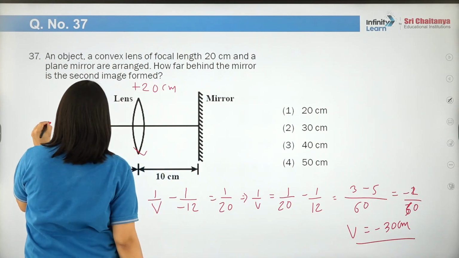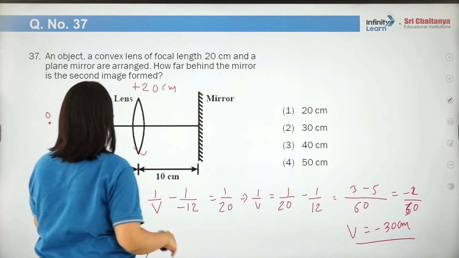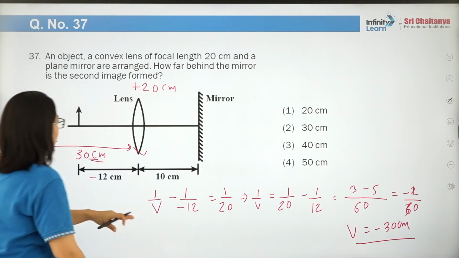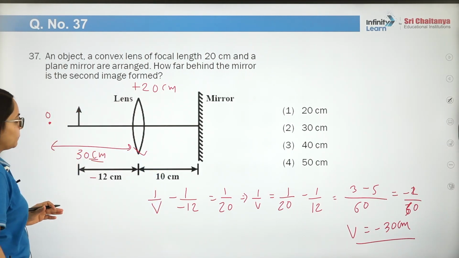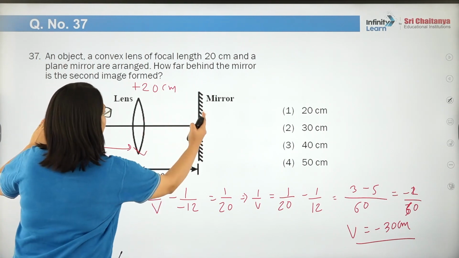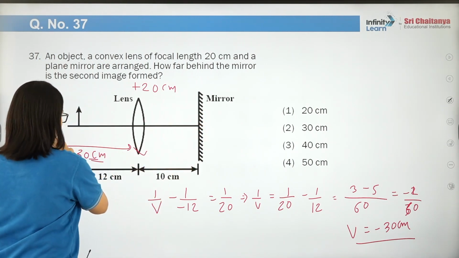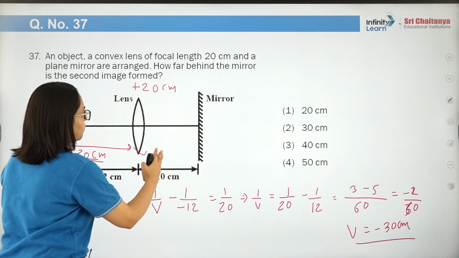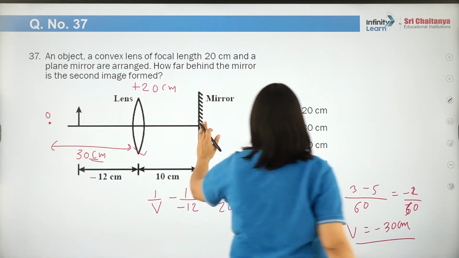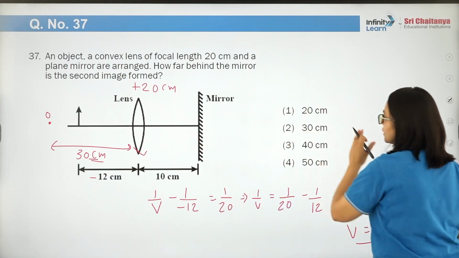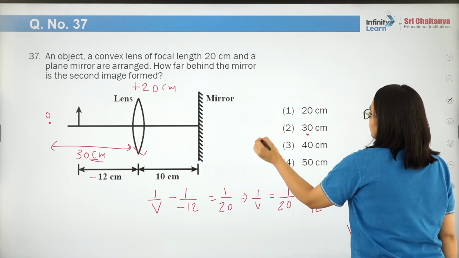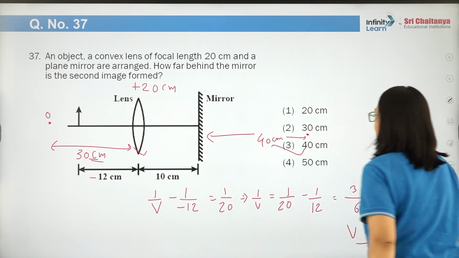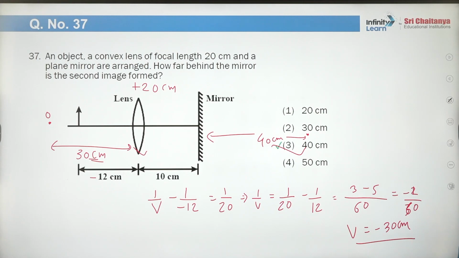Matlab, the image formed by the lens over here is at a distance of 30 centimeter from the lens, and that too on the same side as the object. So this image will behave like an object for the mirror. So the total distance of the object and mirror will be, now it is 30 plus 10, 40. So the mirror will form the image at the same distance behind it, right? So at 40 centimeter there will be another image. So the correct answer is option 3.